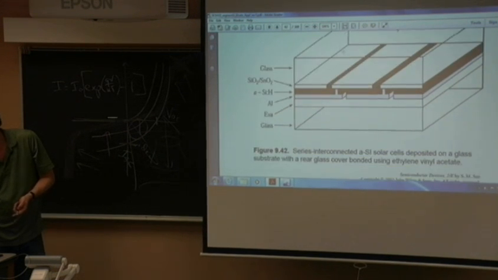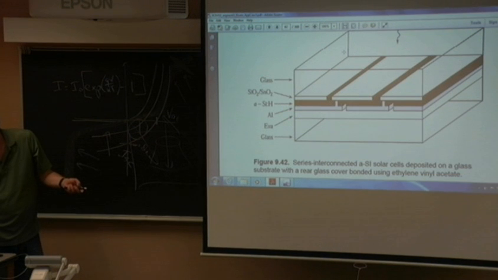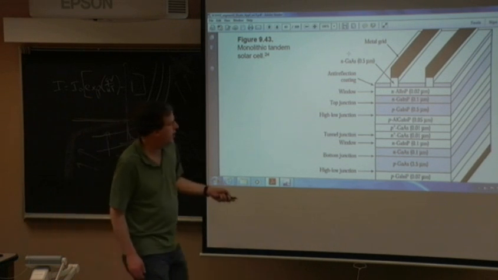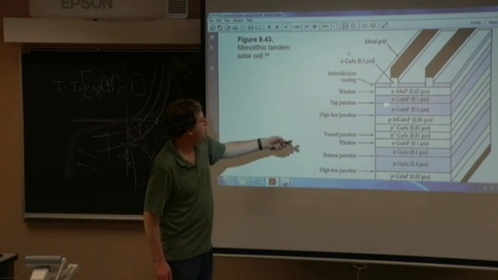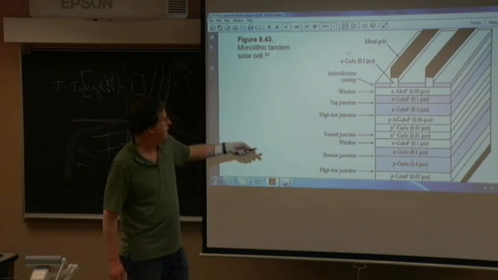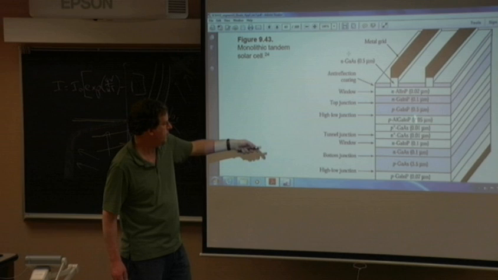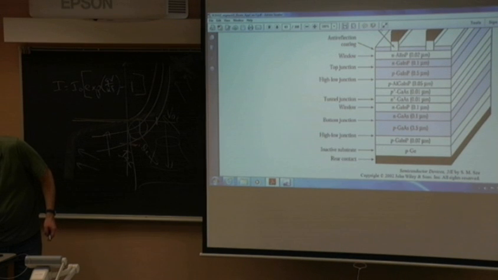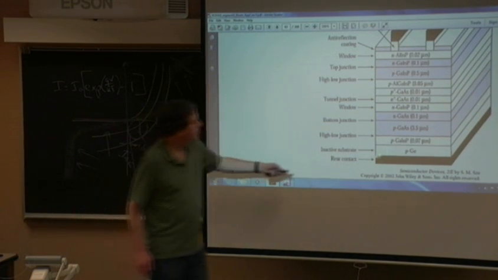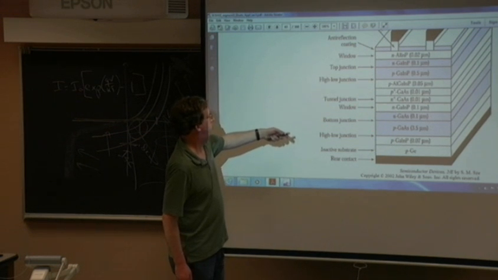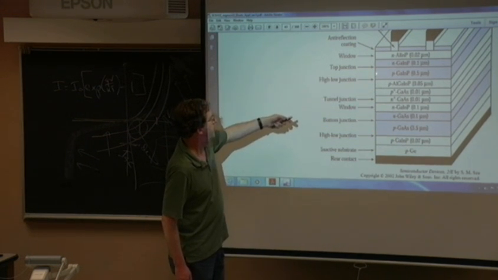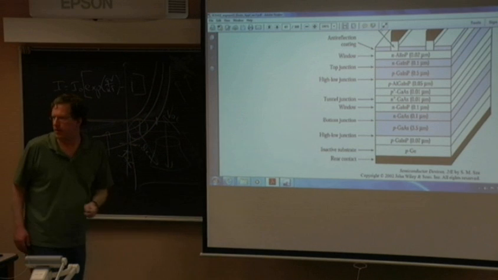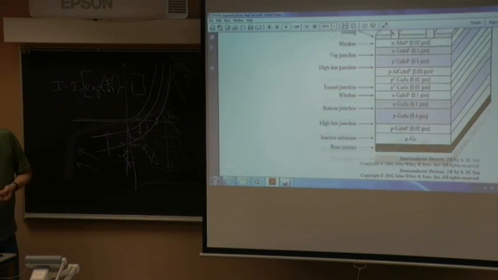Here's some others. Solar cells connected with, here's the tandem solar cell, by the way, where they might use a top junction of gallium indium phosphide, a middle junction of gallium arsenide, and this one, I think there was another one. This is inactive substrate. Let me see, high-low junction, gallium arsenide, gallium indium phosphide. Usually it's germanium, gallium arsenide, and gallium indium phosphide. But anyway, maybe this is a double junction.